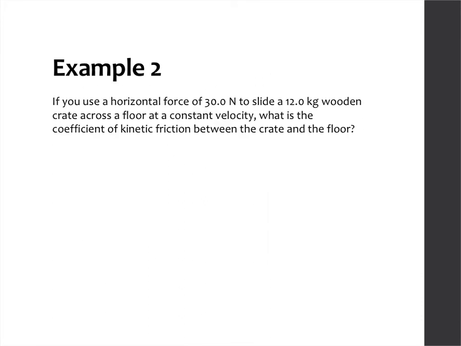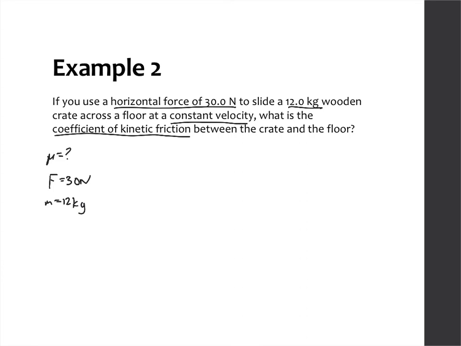Now here we have a much more difficult problem that should be broken down into steps, but in this problem, it's not broken down into many parts. You need to take all these steps to get to the final answer. And what it's looking for is the coefficient of friction. So we're looking for mu. That we don't have. They gave us a horizontal force of 30 newtons. That means the force you're applying is 30 newtons. You're sliding a 12 kilogram crate, so the mass is 12 kilograms. And it's moving with constant velocity.